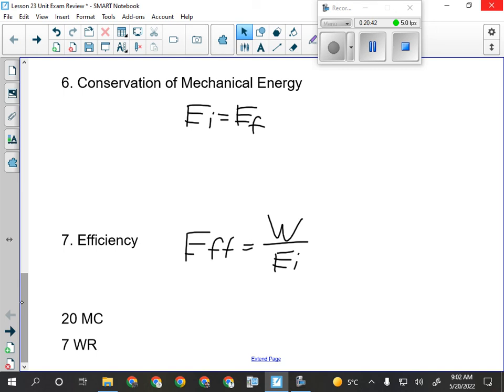Okay, and there are two acceleration problems. Okay, and as I said before, 2 work energy theorem and 1 conservation of energy.